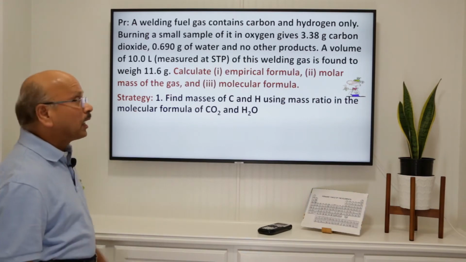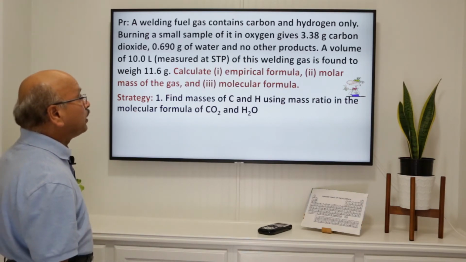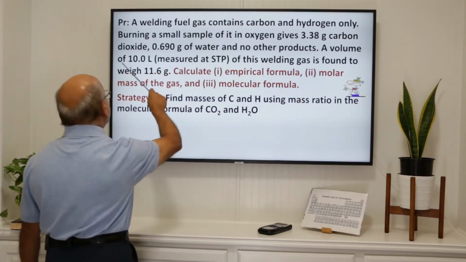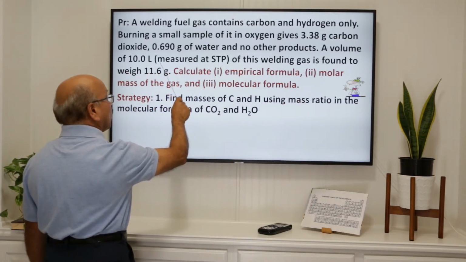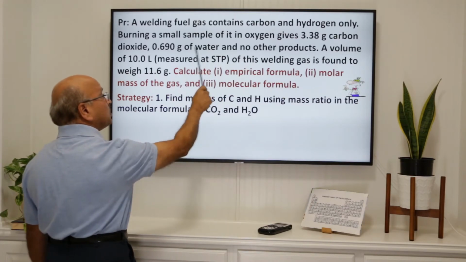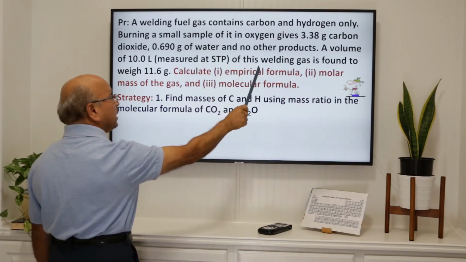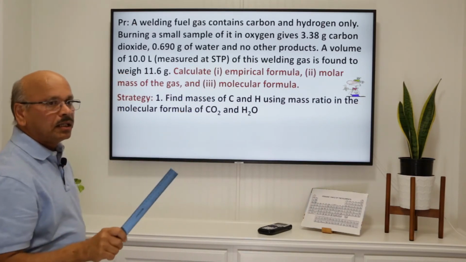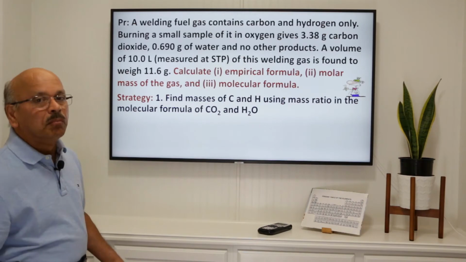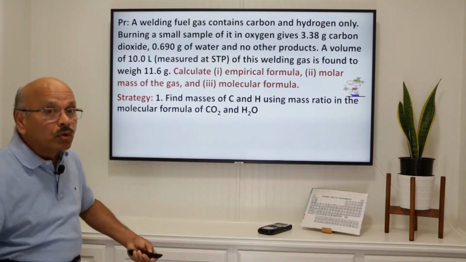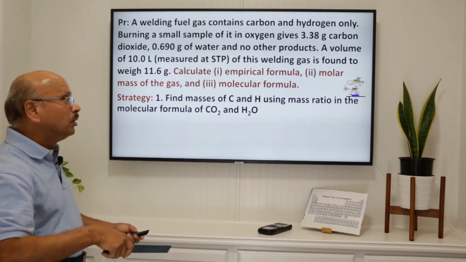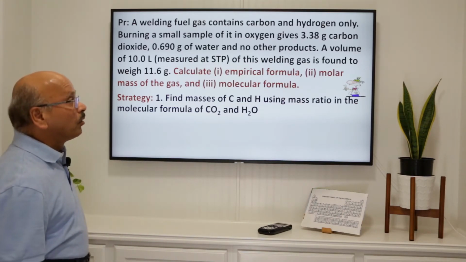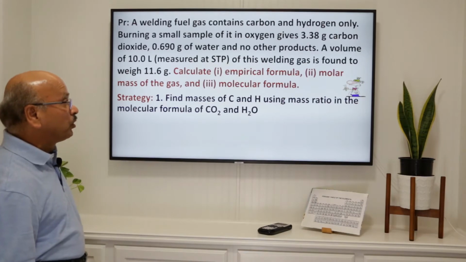And this is a usual way of analyzing a hydrocarbon or a compound that contains carbon. And then one more piece of data is given, a volume of 10 liters of the gas measured at STP, standard temperature and pressure, is found to weigh 11.6 grams. Now that is the data to find the molar mass. So the molar mass is also not given. You have to find it out. So these are the things which are given. So it's basically a problem which you have to think about.